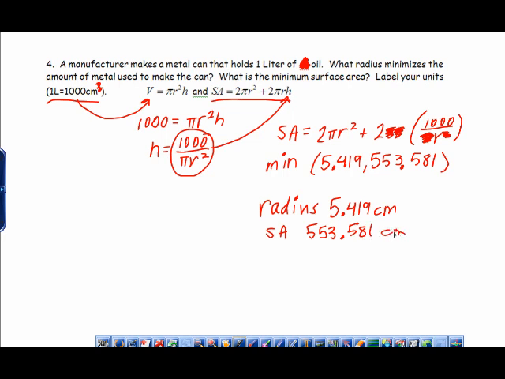And remember, surface area is going to have square units. Any kind of area is going to have square. Any kind of volume is going to have cubic. Okay, make sure you put the correct units there.